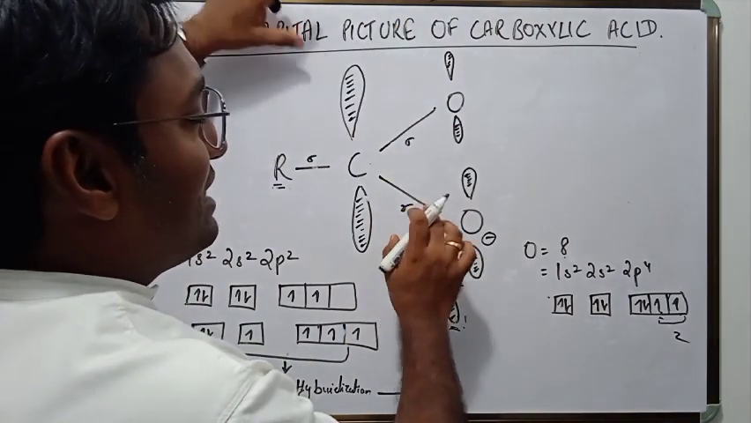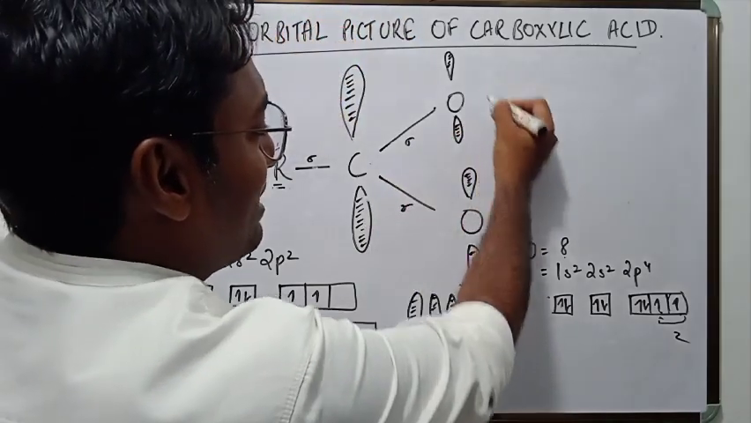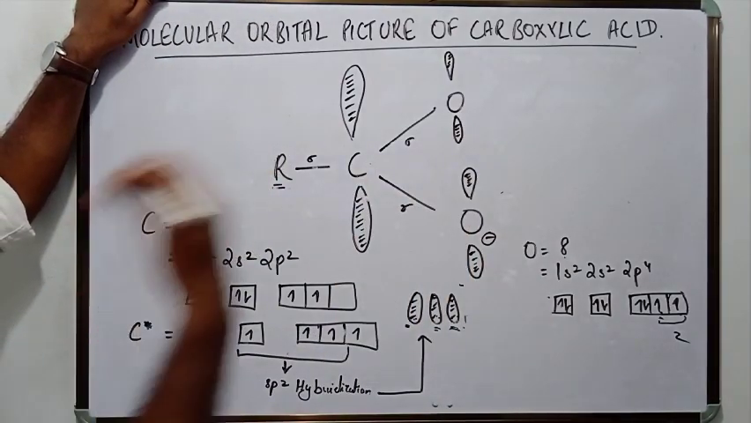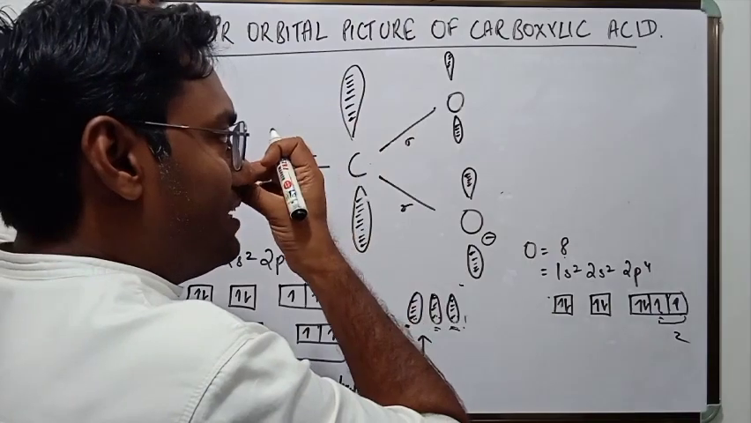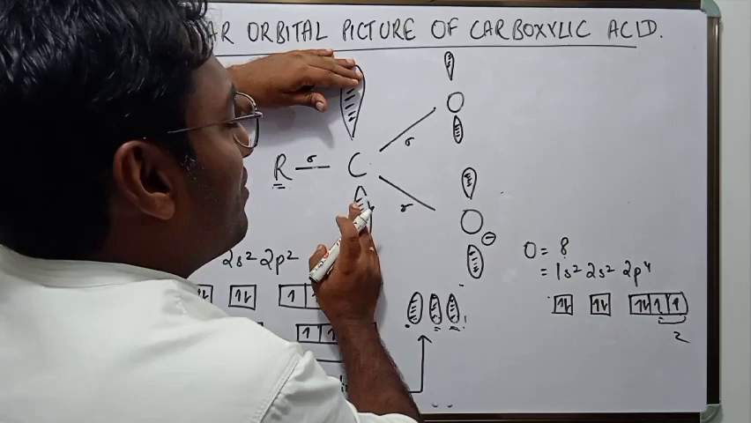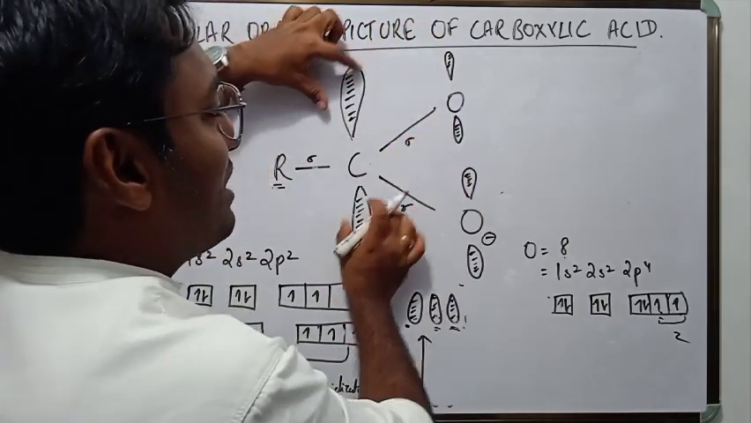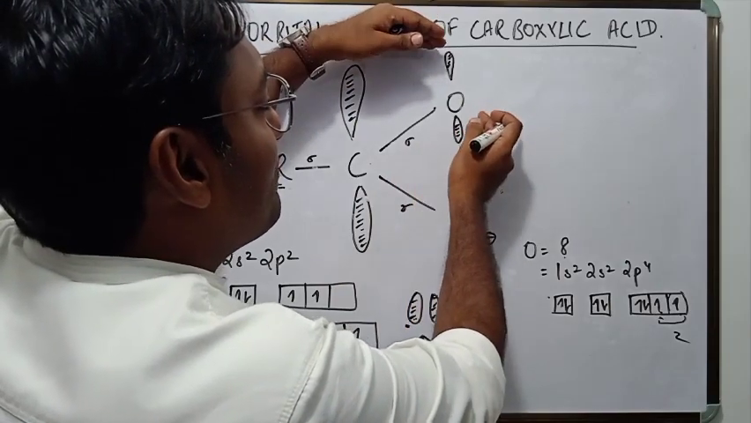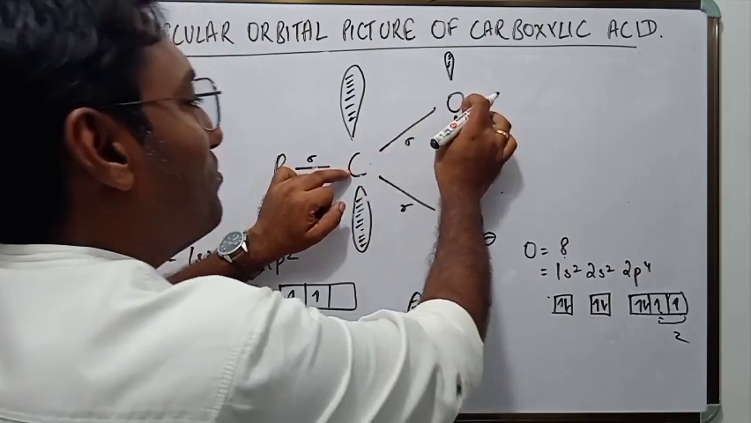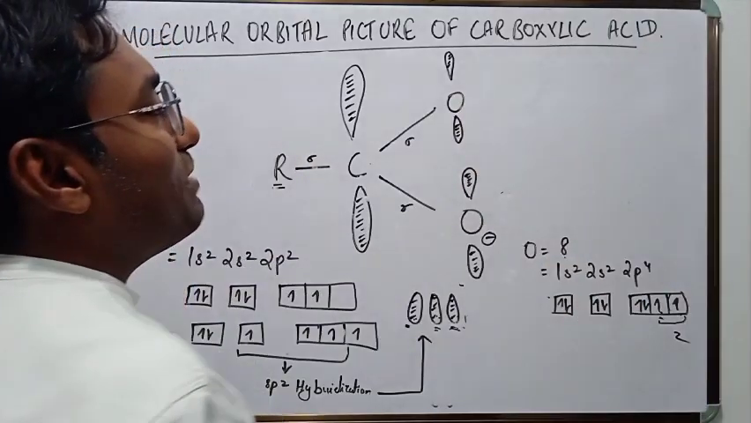But that can happen only between two atoms. So either it has to choose the first oxygen atom or it has to choose the second oxygen atom. Now suppose it chooses the first oxygen atom at the first instant. Then one electron of carbon will be shared with one electron of oxygen. So this carbon and this oxygen, both of them, will have their octet configuration complete, so both of them will become stable.